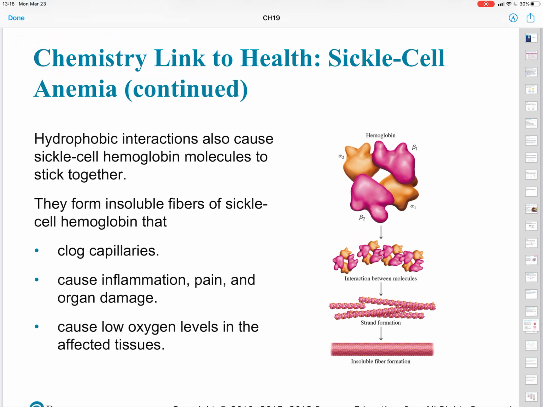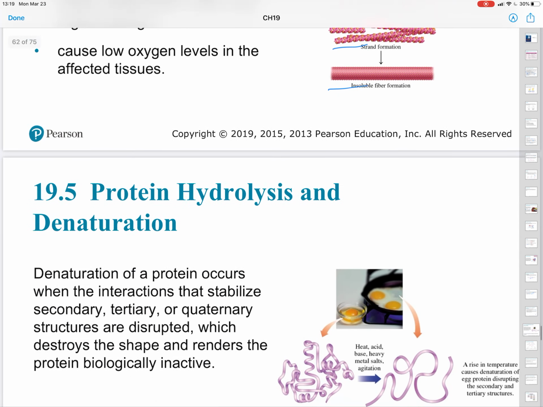Let's see. This is kind of showing what would happen at the diagram scale. So these are sickle cell anemia hemoglobins, and they form these little strands that can form big fibers, and then those can clog your capillaries, cause inflammation, organ damage, and obviously not be doing their job of carrying oxygen to the proper places.